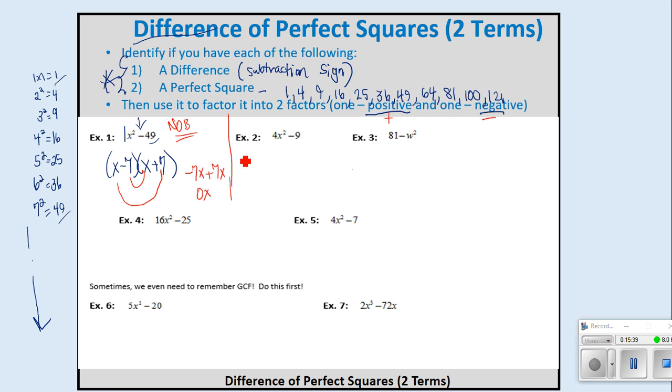All right. Example number 2. 4. Is 4 on the list? Yes, it is. What makes 4? 2 times 2. Awesome. Is 9 on the list? Yes, it is. What makes 9? 3 times 3. All right.